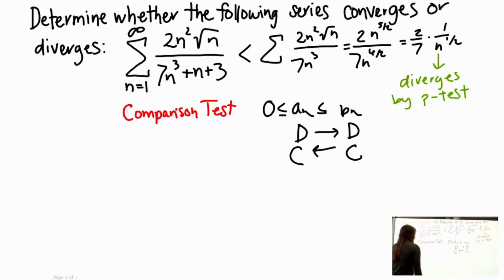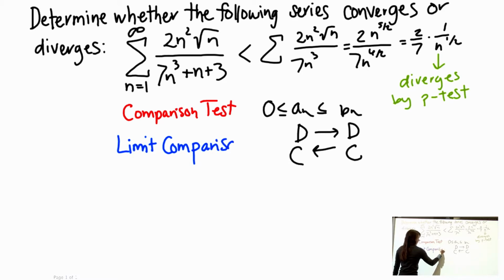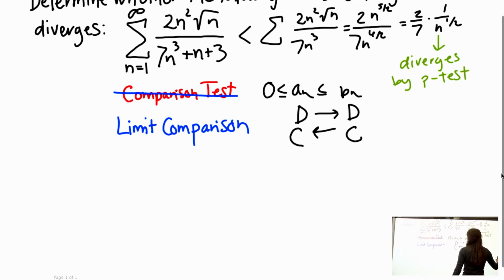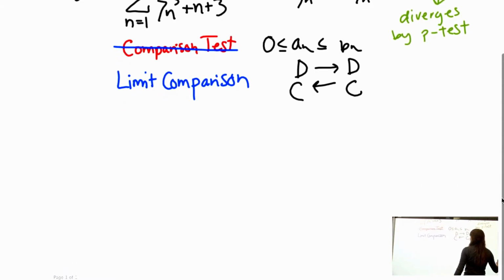So then we say, oh, well, maybe it's the limit comparison test. Usually if you think you can use the comparison test and you can't, then the limit comparison test is going to work. In the limit comparison test, we take the limit as n goes to infinity of an over bn.